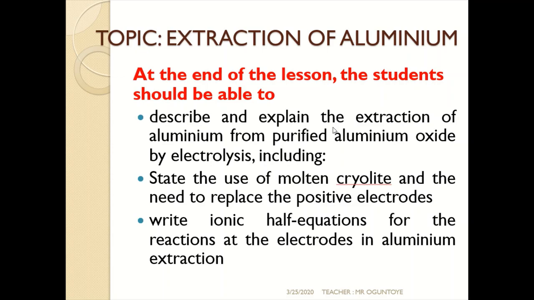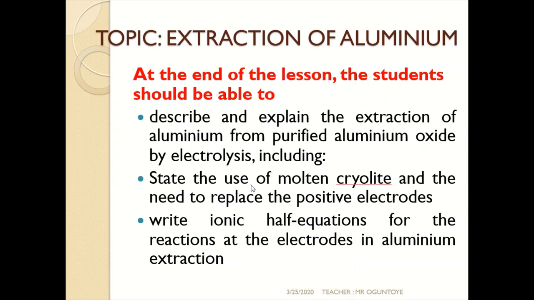In this lesson, we'll be looking at one of the applications of electrolysis, which is the extraction of metal. We are using the extraction of aluminium as an example. So at the end of this lesson, you should be able to describe and explain the extraction of aluminium from purified aluminium oxide, which is called bauxite, by electrolysis.